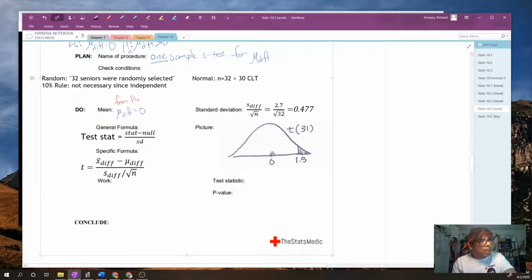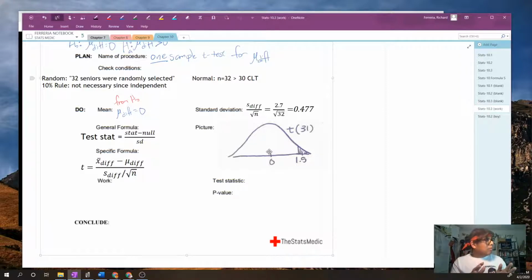Notice the center of this normal distribution. It's actually a t distribution, but close enough. The center of that distribution is 0. There's the letters T31 to let the reader know that you're looking at a t-curve with 31 degrees of freedom. And then we locate where 1.5 is in relation to that 0. Where is our statistic in relation to our mu diff?